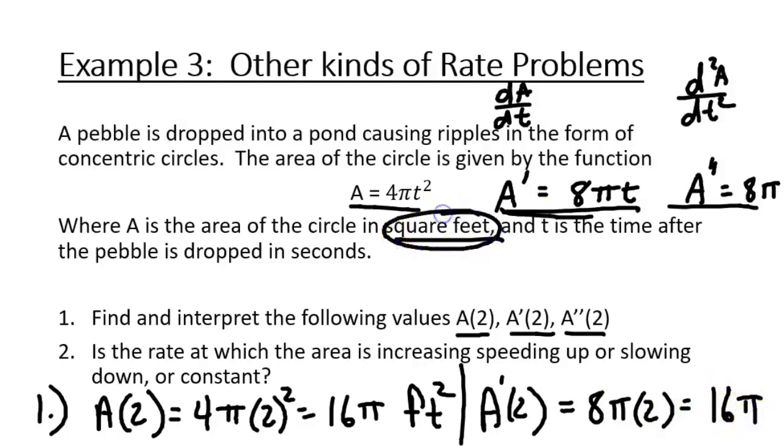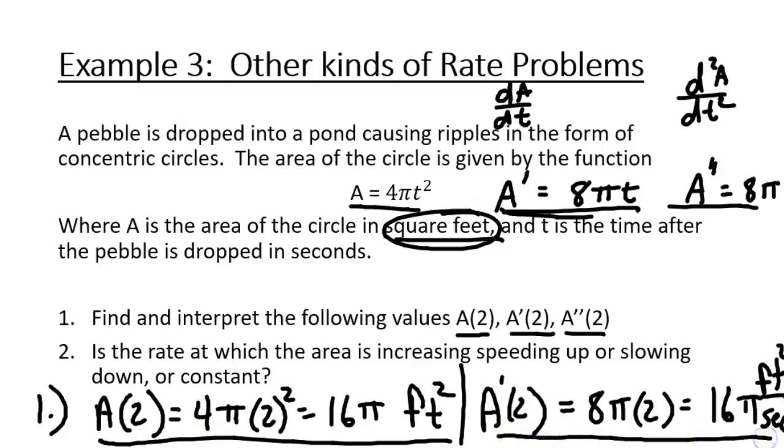The output units are square feet, so feet squared, and the time unit has to be included down in the denominator, per second. And so this one tells you basically what the area is at 2 seconds. So at t equals 2, the area of the circle is 16 pi square feet. This one tells you how fast the area is changing. So at t equals 2 seconds, the area is increasing at a rate of 16 pi square feet per second.